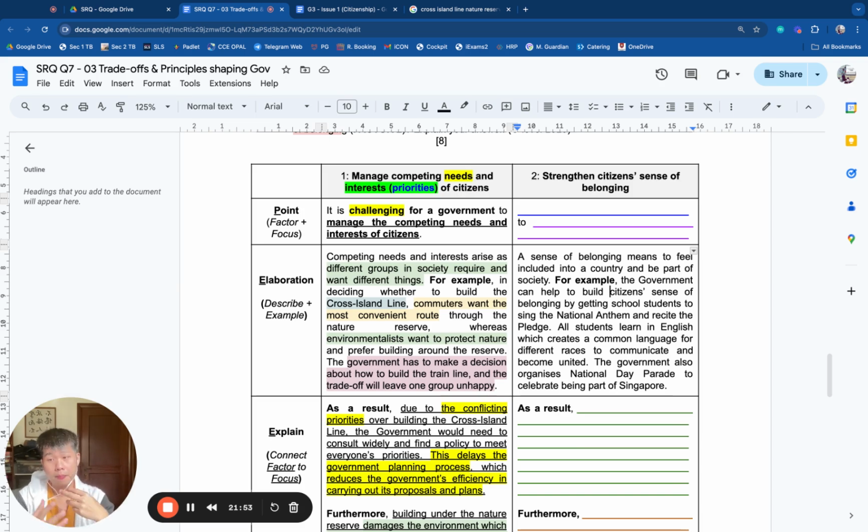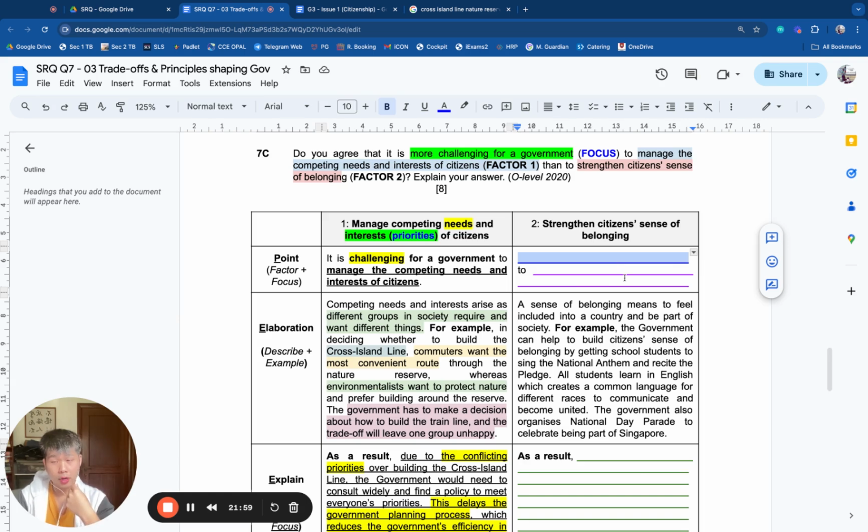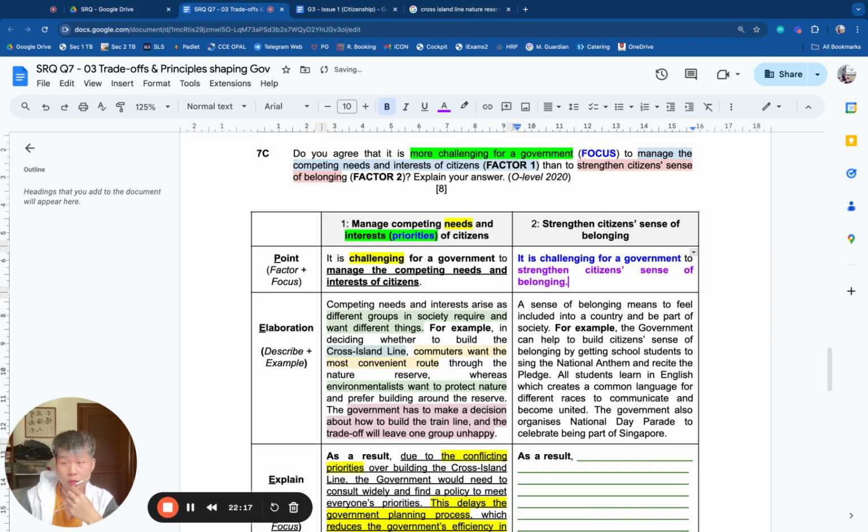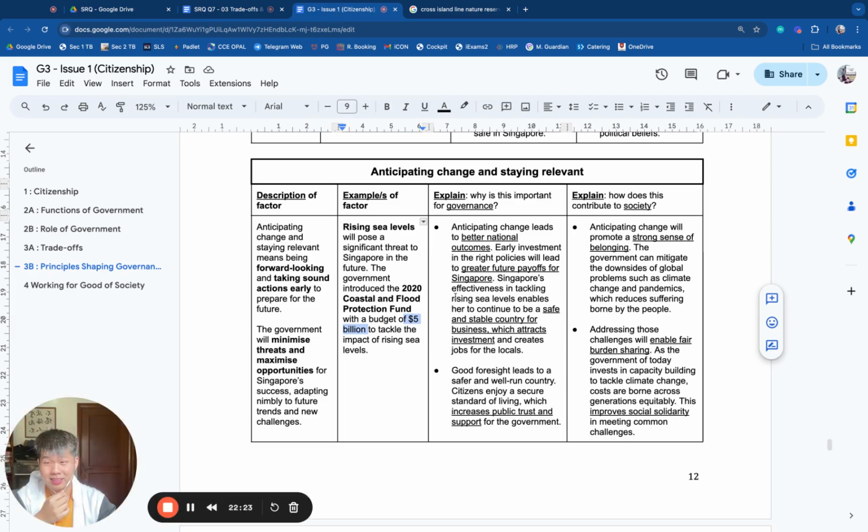And I hope you did that, because this is your chance to practice. All right. So how do I craft the next factor? To start with the point, it is the same. I want factor and focus. So it is challenging for our government to strengthen citizens' sense of belonging. This is the one that feels a bit weird, because this factor, in fact, was not.